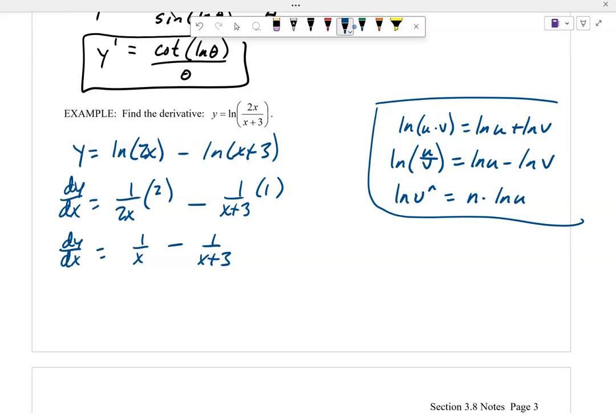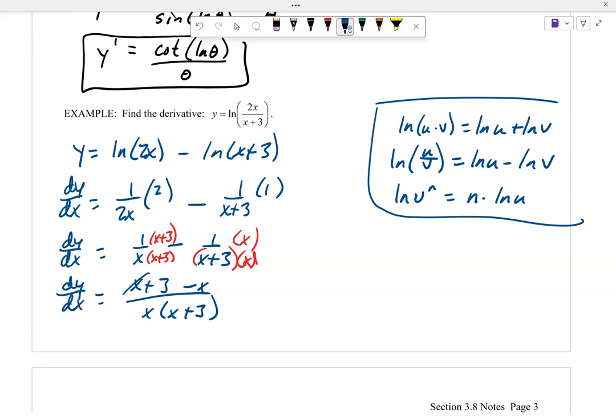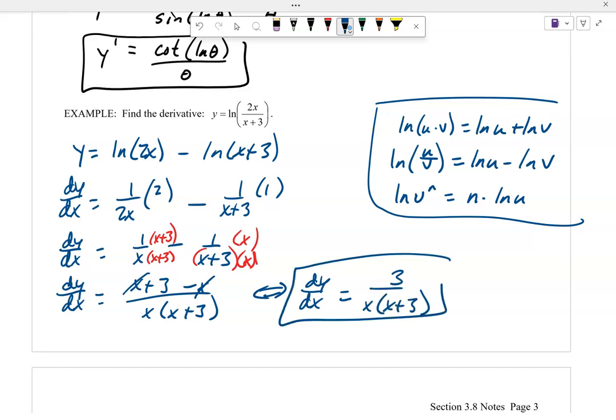If you wanted, we could get a common denominator here. So I'm going to give this an x plus 3, x plus 3. I'm going to give this one an x, and an x. So it looks like dy dx ends up being x plus 3 minus x all over x times x plus 3. X is canceled, so our dy dx ends up being 3 over x times x plus 3.